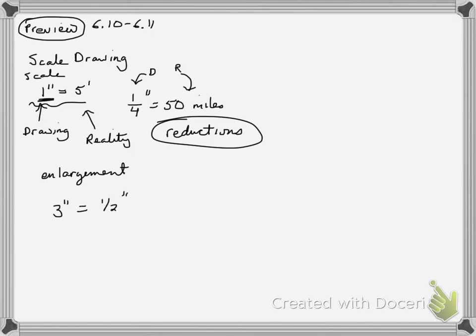Still, the order applies. This is the drawing, this is the reality, and so in this case you could see that the left-hand side is larger, so this is an enlargement. Here in the example of the map, the left-hand side is smaller, so this is a reduction. So that's one of the first ideas you want to understand. Now, the second idea will have to do with the fact that we are going to use our ratios. That's really the most convenient way to do this.